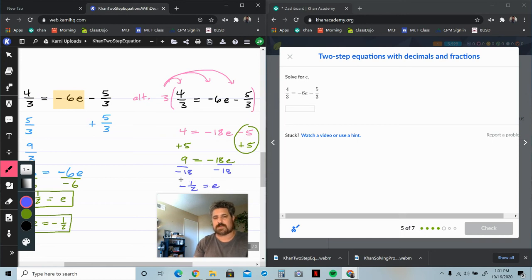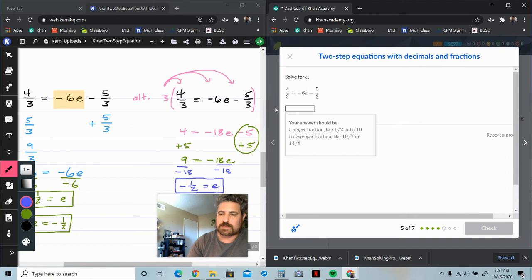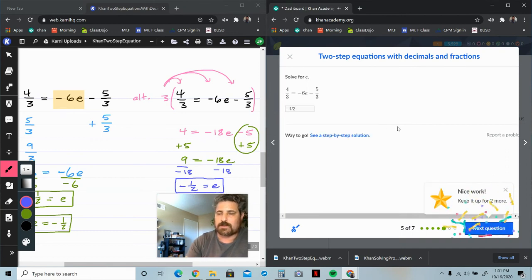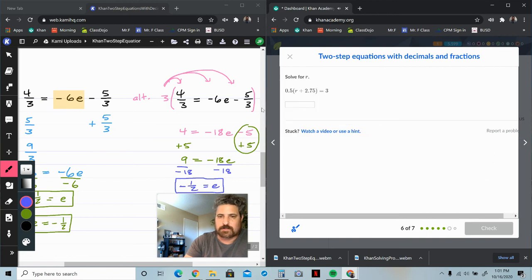So ultimately, was it a lot easier? No. But I want you guys to see how that is an option for you, and it's something you could choose to do. All right? So the answer either way is going to be negative 1/2. So negative 1/2. And there's your answer. Let's do number 6.